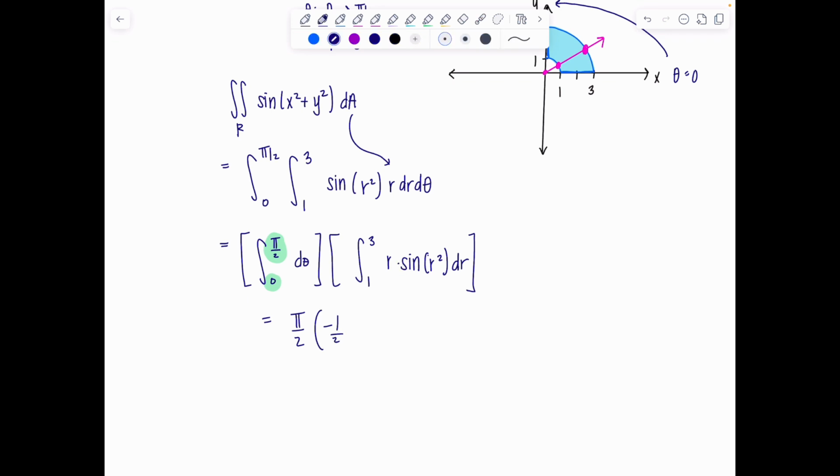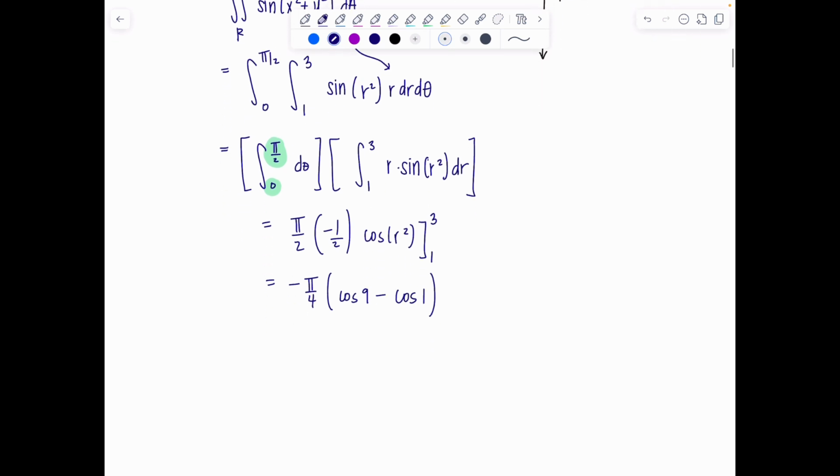So negative 1/2 cosine of r squared, and then that gets evaluated from 1 to 3. So this is going to be negative pi over 4 times cosine of 9 minus cosine of 1. Neither of those are nice values that we know from the unit circle. I would just distribute the negative and switch the order of subtraction. Pi over 4 times cosine of 1 minus cosine of 9. And that's it. Box it with pride and move on with your life, as I like to say.